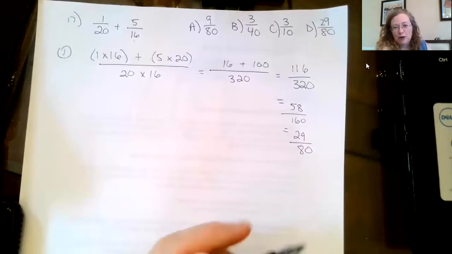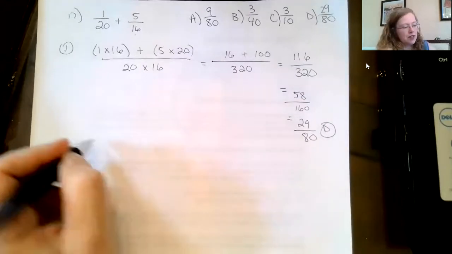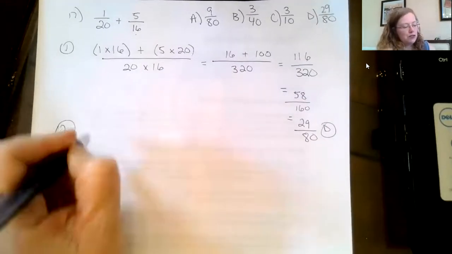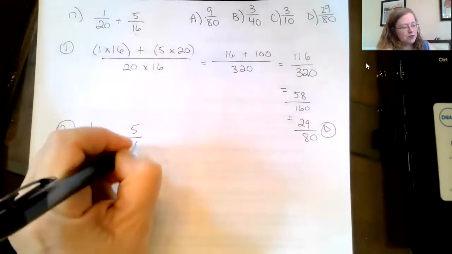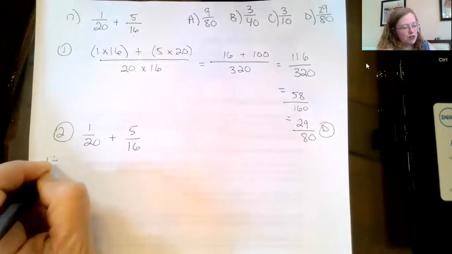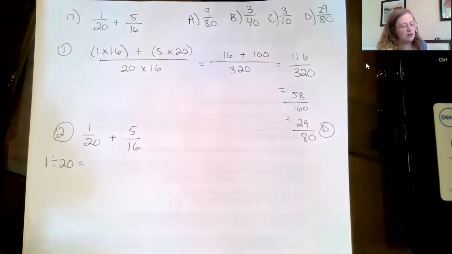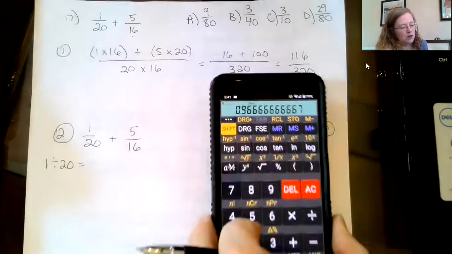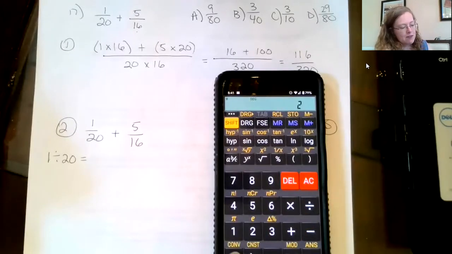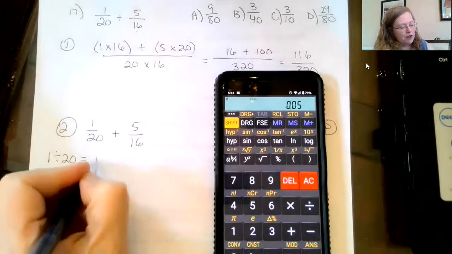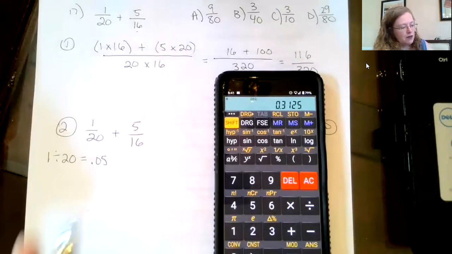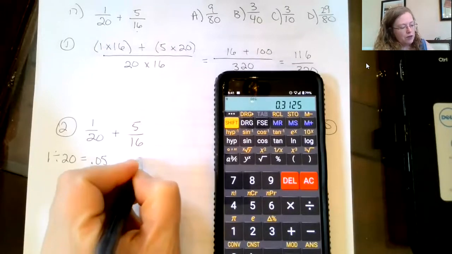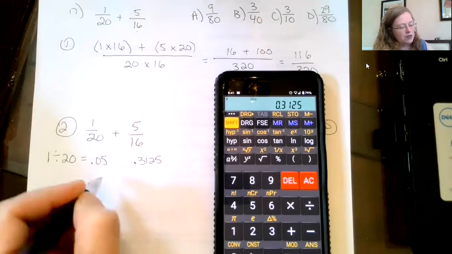And that might be an approach that you like. The second approach would be to do them as decimals. 1 divided by 20 is 0.05, and 5 divided by 16 is 0.3125. I add those together.